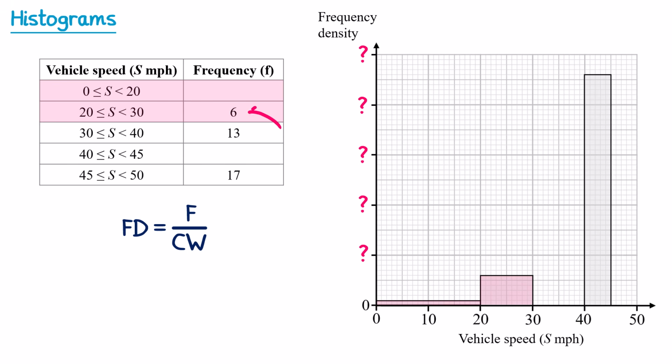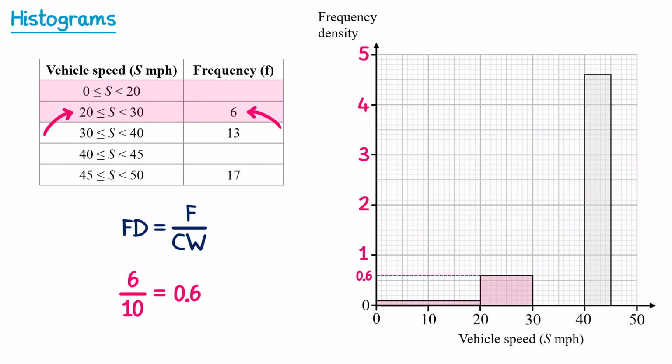We can see the frequency is 6, and the class width is the difference between the limits of this interval, so 20 and 30. So to find the frequency density, we do frequency, 6, divide by the class width, which is the difference between 30 and 20, which is 10. 6 divided by 10 is 0.6. This tells you that the frequency density for that bar is 0.6, and therefore its height is at 0.6. This will allow us to complete the scale, and each of those larger squares must be one whole, so it goes 1, 2, 3, 4, 5.